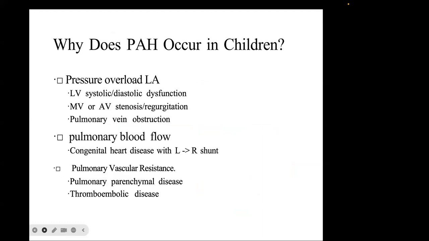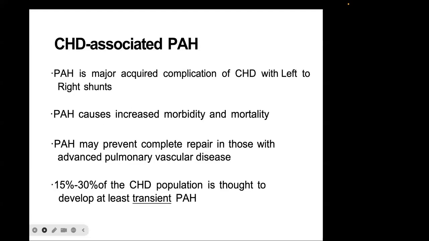Now, PH associated with congenital heart disease. Why does PH occur in children? Pressure overload to the LA, LV systolic and diastolic dysfunction, MV or AV stenosis and regurgitation, pulmonary vein obstruction. Increased pulmonary blood flow: congenital heart disease with left to right shunt. Increased pulmonary vascular resistance: pulmonary parenchymal disease, thromboembolic disease.